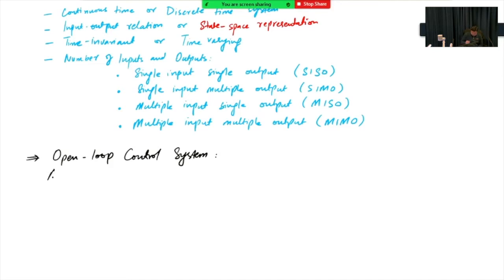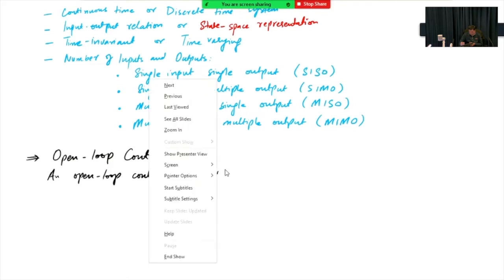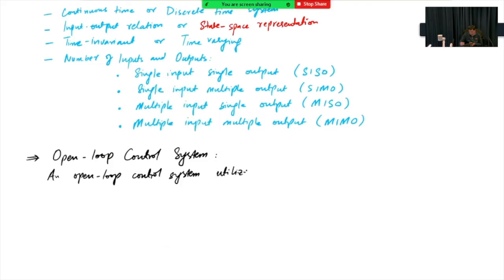Okay, so what does that mean? That means that there is no feedback in the system. So an open loop control system utilizes a controller or control actuator to obtain a desired response.